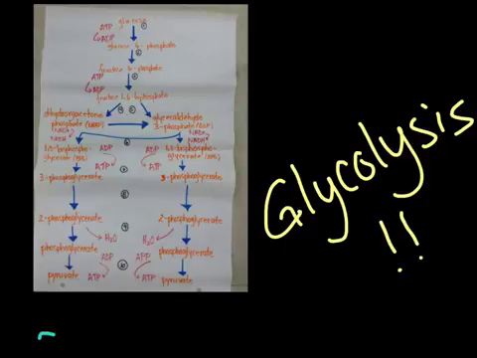Glycolysis! Glycolysis is the first step in cellular respiration. It is the process of gathering energy from one glucose molecule. This glucose is broken down into two pyruvate molecules, and the process occurs in the cytoplasm of a cell.